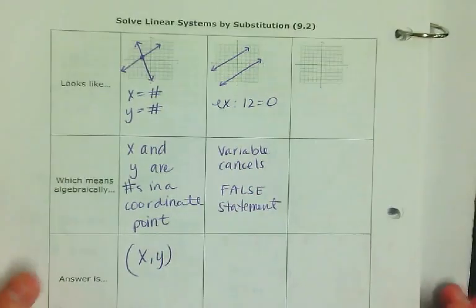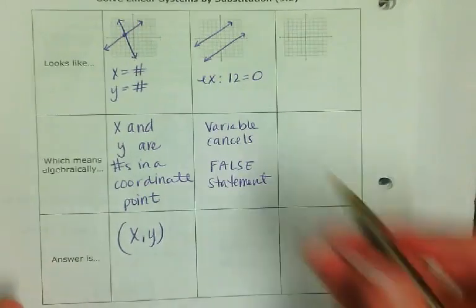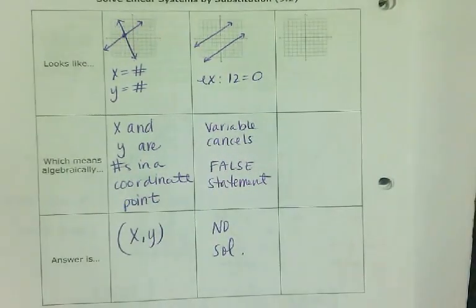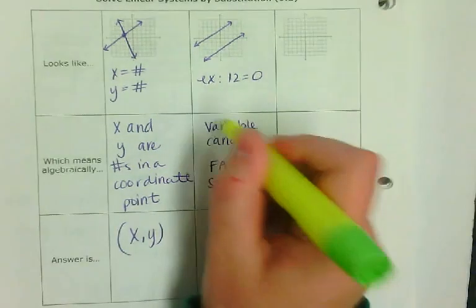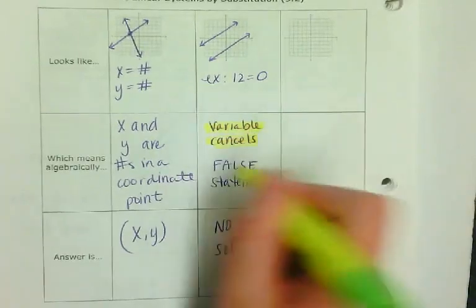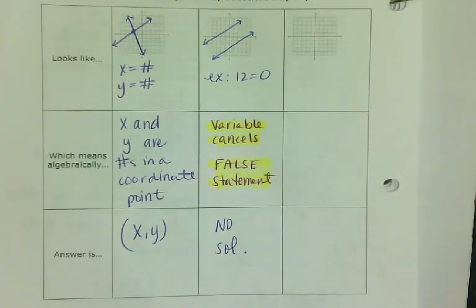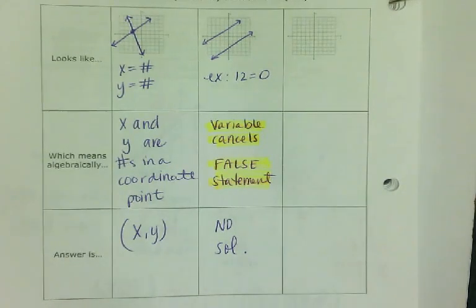And if you think back to when we did this with equations, when my variables canceled, I have a false statement. It is no solution. That means those lines do not intersect. They have nothing in common as far as a coordinate point on a graph. But on paper, when we solve by substitution, you're going to see the variable cancel and you're going to see a false statement.